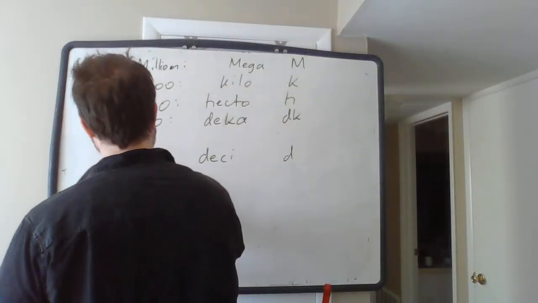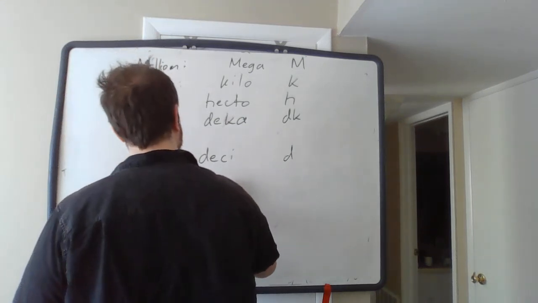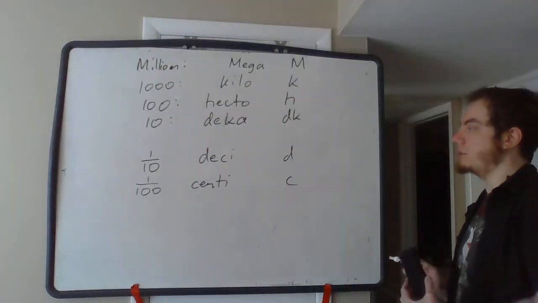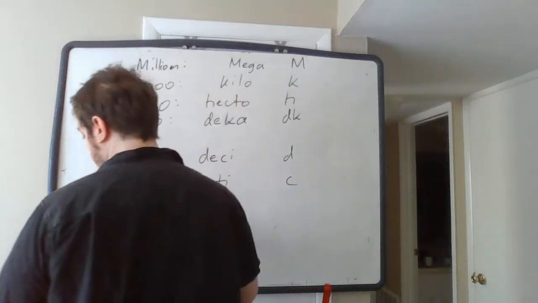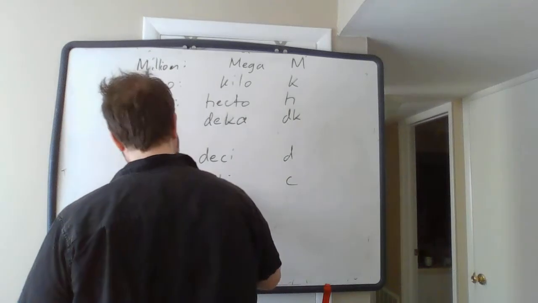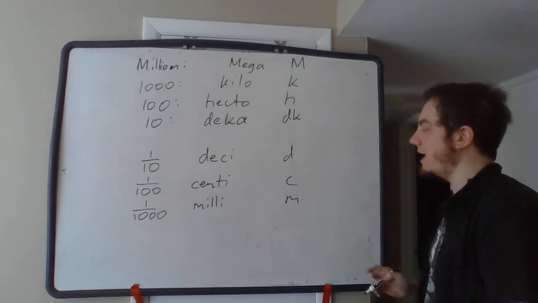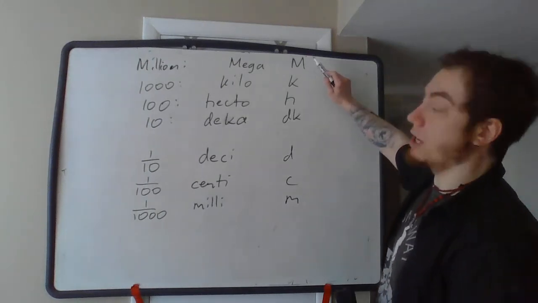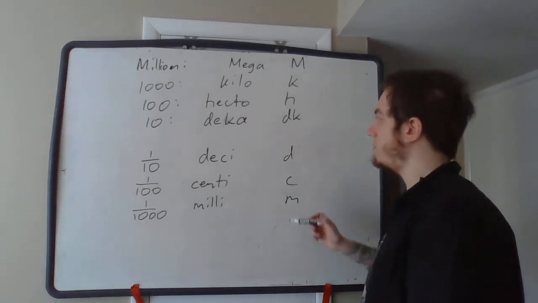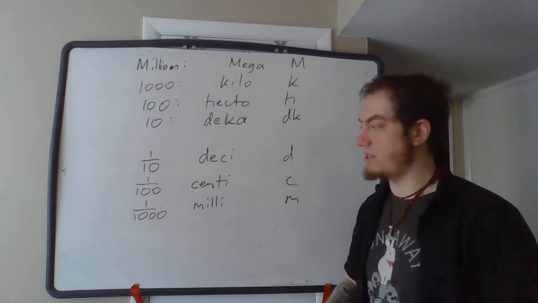Then you can change things to 1/100th by using centi, which puts a little c in front of whatever you are using. And then you can do 1/1000. This is called milli, and is represented with a lowercase m. Notice we used an uppercase M for mega and a lowercase m for milli. So you can remember this because the big M makes things bigger and the small m makes things smaller.